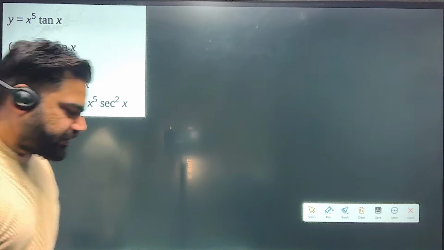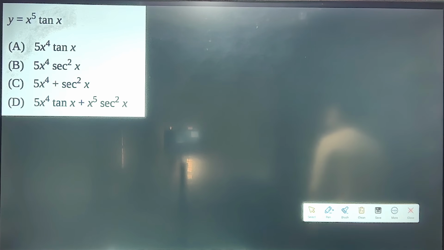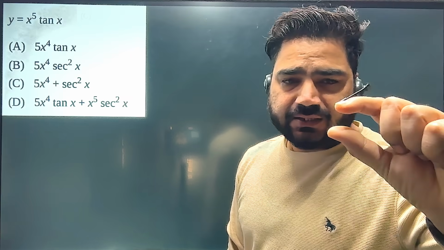So again the function is an easy function. If the function is easy, then we can apply the product rule here. So apply the product rule and tell me what is the answer. Apply the product rule, 30 seconds. You solve this.